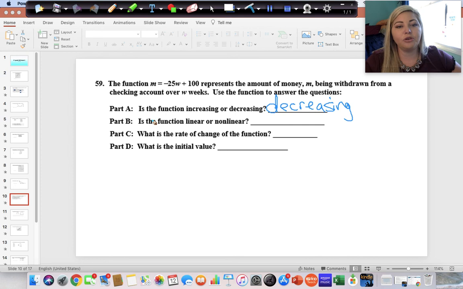Is the function linear or nonlinear? It is linear. Okay, we've got a slope, so we do know that it is linear here.